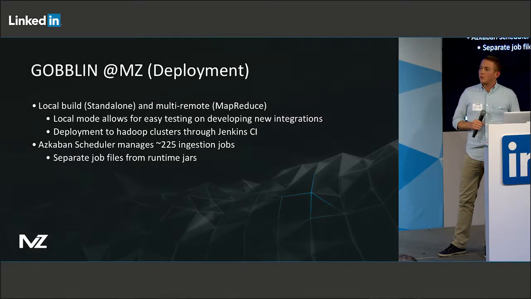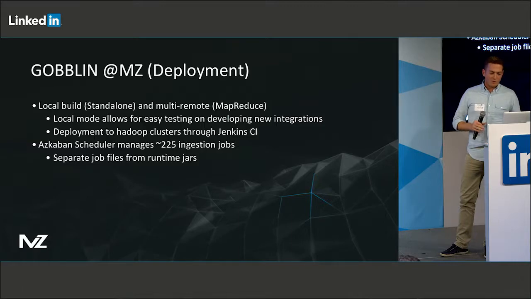So how would we deploy it? For Gobblin, they talked about how they have standalone mode and MapReduce. We use both: local mode for developing new features and integrations, and then we publish to our Hadoop cluster to do the MapReduce jobs. Local mode's pretty nice for the devs to do the new testing and new integrations. We use Jenkins to deploy everything, like the runtime jars, to the Hadoop cluster, and then we use Azkaban for doing all of the job scheduling.